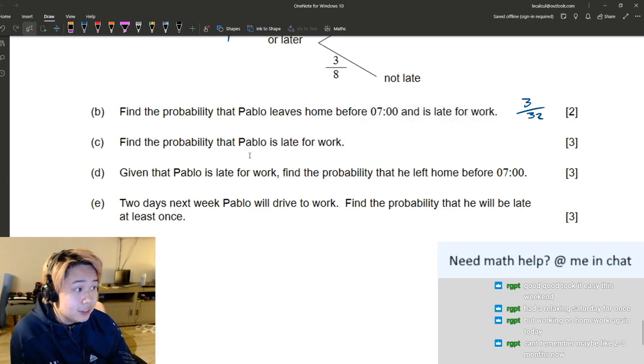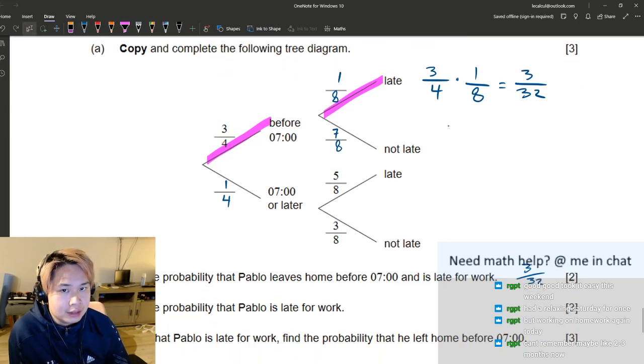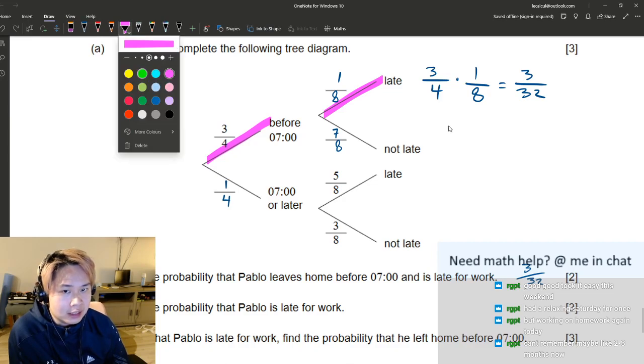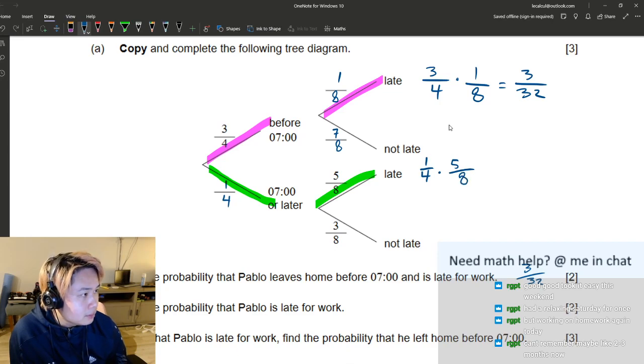Okay, next up, we need to find the probability that Pablo is late for work, period. So we found out one option for him being late. However, there is a second option, and that's if he were to leave at 7 or later, and then he still ends up being late. So this probability, it's the same as the one we just did. We multiply the two events together. So 1 out of 4 times 5 over 8, which is 20 over 32.